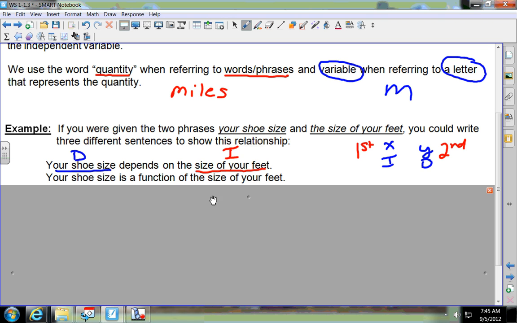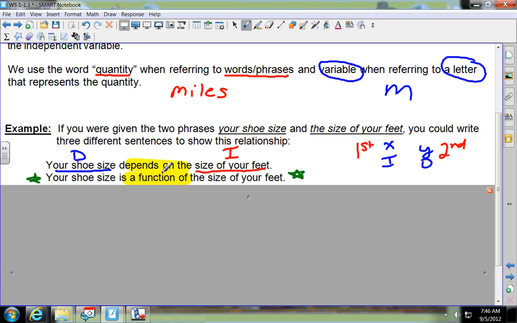Another way you could say that is your shoe size is a function of the size of your feet. So what I mean is that depends on means the exact same thing as a function of. They're going to use this, a function of, in math, in algebra a lot. So sometimes it's easier when we're first beginning to switch in our brains and say, okay, if it says a function of, it means depends on.